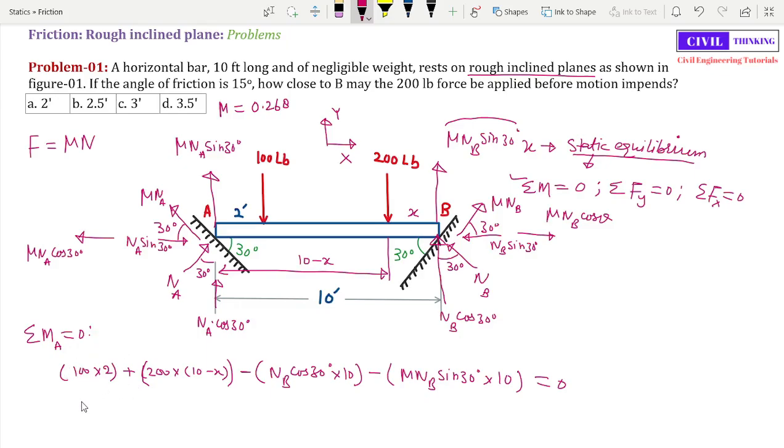Now when you simplify it, you will get 200 multiplied by 10, which is 2000, then 200 multiplied by x, but there is a negative, it is minus 200x, right? Then we have minus NB cos 30 degrees multiplied by 10, right? Minus, let me calculate cos 30 multiplied by 10, how much is it? Let me use the calculator.